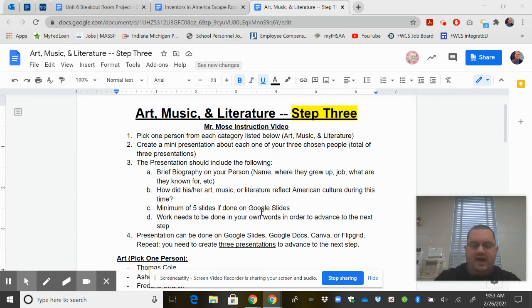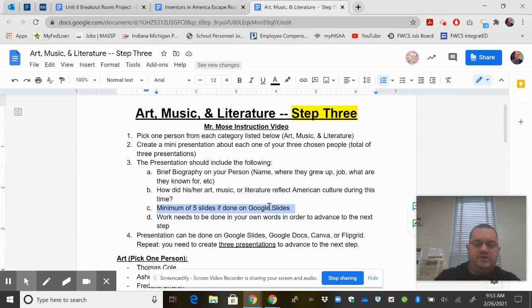Minimum of 5 slides if done on Google Slides. So for example, if you did three presentations on Google Slides, that'd be a total of 15 slides, because you'd have 5 slides for each person that you picked. 5 times 3 is 15, I believe.